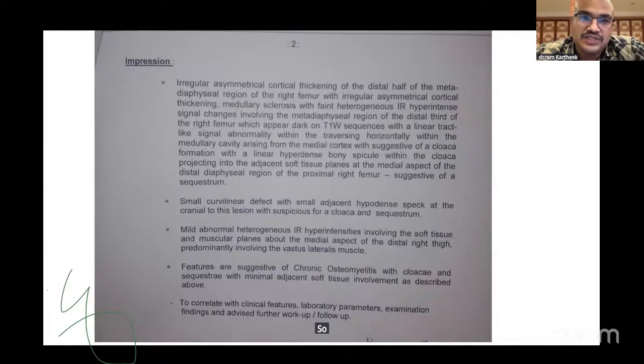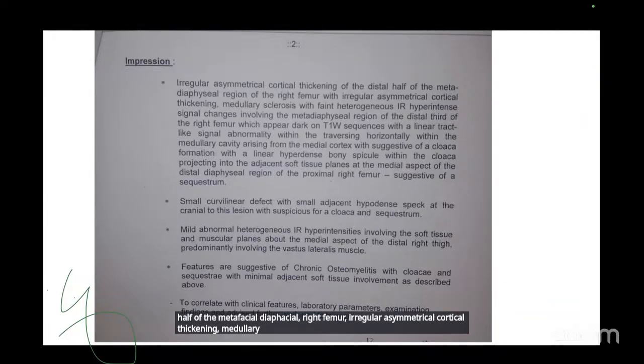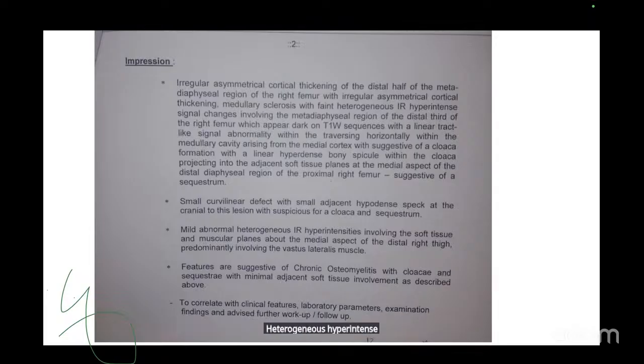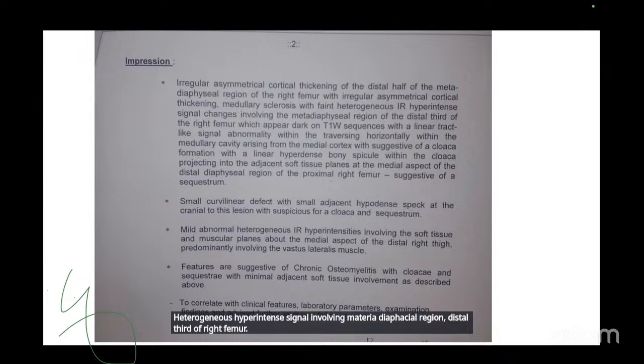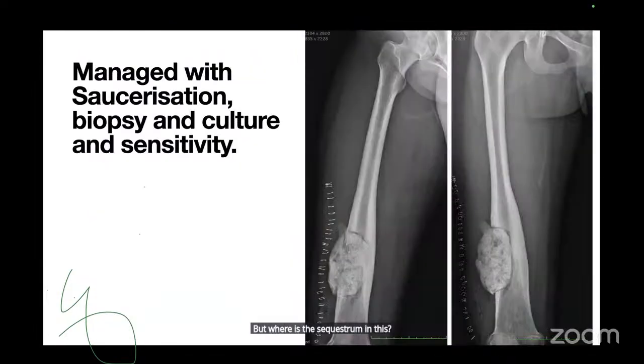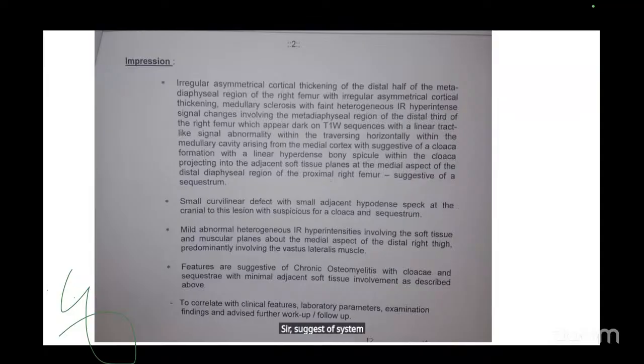So it is highlighted: sequestrum, irregular asymmetrical cortical thickening of the distal half of the metaphyseal diaphyseal right femur, medullary sclerosis, heterogeneous hyperintense signal involving the metadiaphyseal region, distal third of right femur. But where is the sequestrum in this? Sir, in the report, see the report. It's reading there, sir, highlighted: the cloaca projecting in the distal diaphyseal region of the proximal right femur, suggestive of a sequestrum.